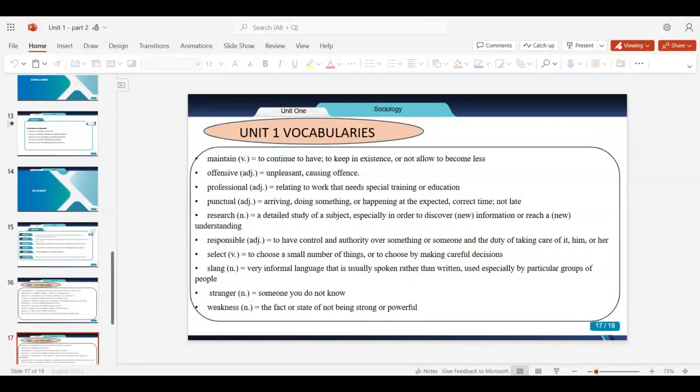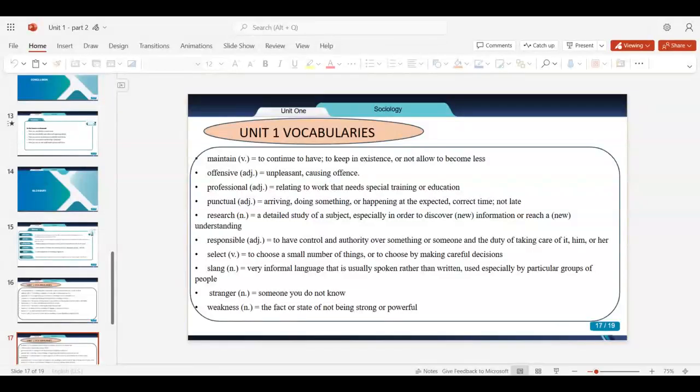Research is a noun: a detailed study of a subject, especially in order to discover new information or reach a new understanding. Here we have the word responsible. It's an adjective: to have control and authority over something or someone, and the duty of taking care of it, him or her. Select is a verb: to choose a small number of things or to choose by making careful decisions.